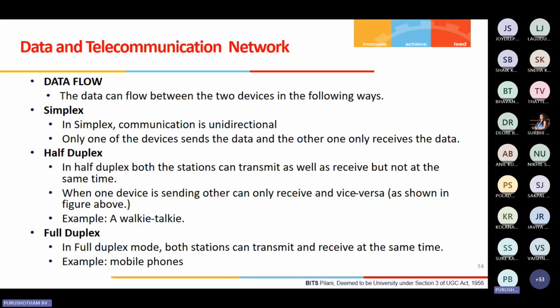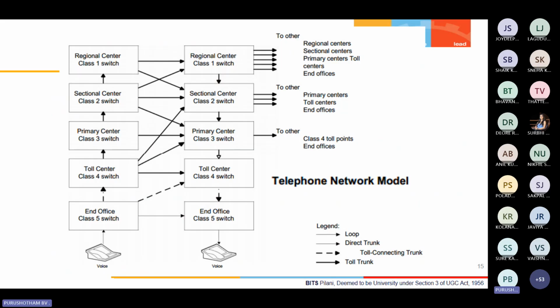So this is how the telephone network model looks. One is a sender, the other one is a receiver. There is a regional center, where class 1 switches are used, sectional centers with class 2 switches, primary centers with class 3, toll centers, and end offices. There are always end-to-end offices where the communication is going to happen, but for regional centers you will get connected.